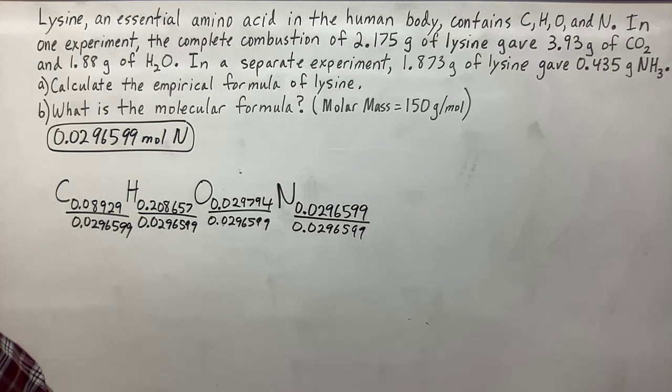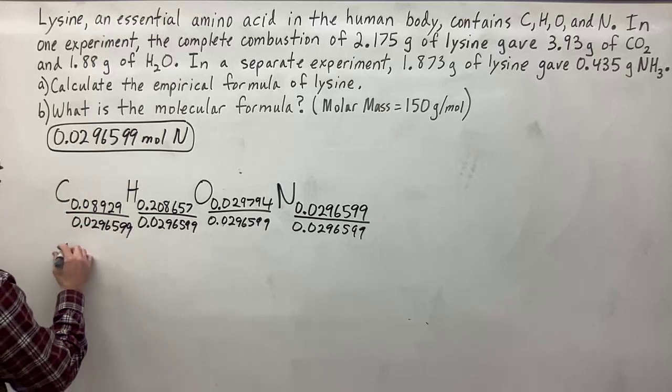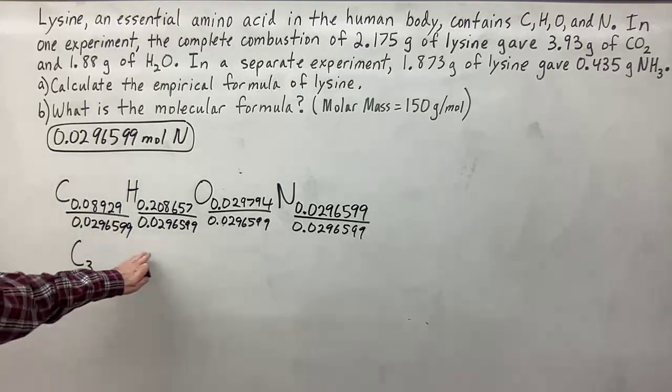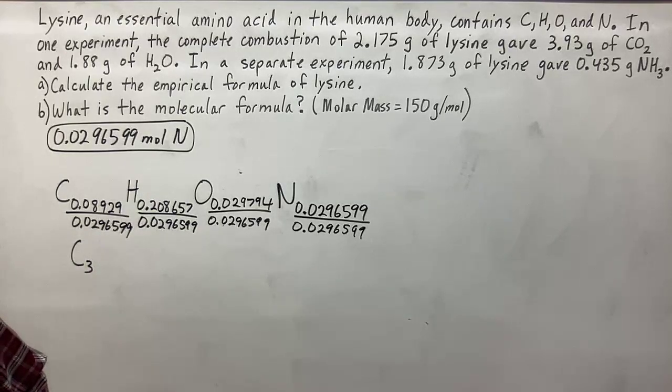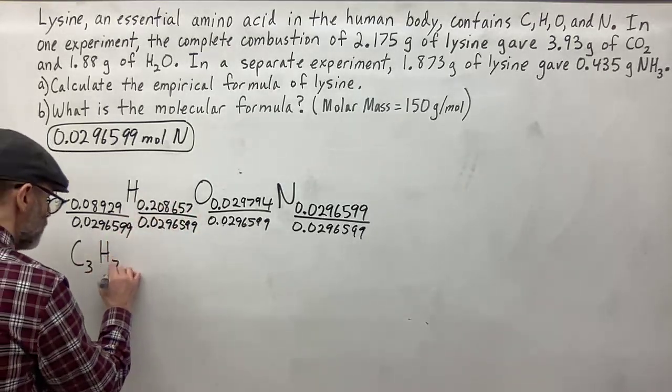When we get this, it becomes really close to 3. So that's going to be subscript 3. And that's going to be a 7. So this gets really close to 7. So this is going to be H7.